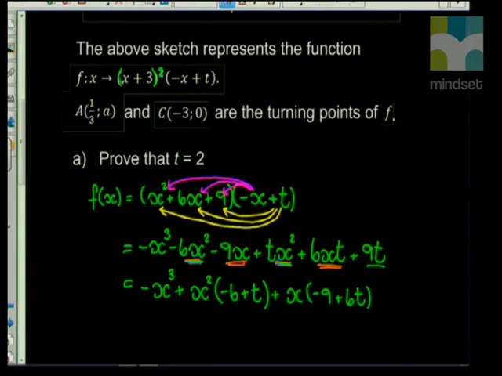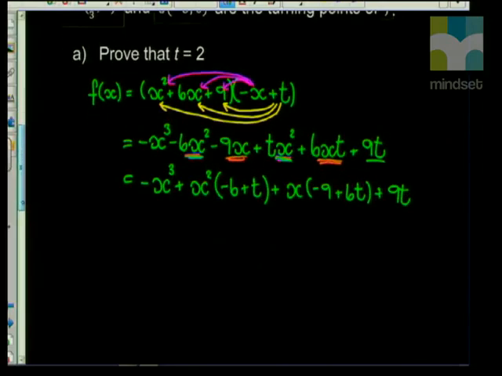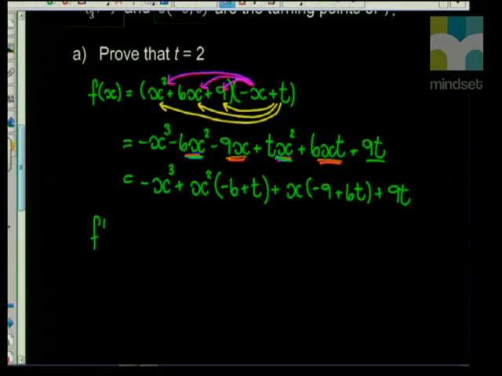And then lastly, this 9t over here doesn't have an x in it. So essentially, it's a constant. Okay, we're finding the derivative in terms of x, and that term didn't have an x in it. So therefore, we take it as a constant. Right, so now we're going to find the derivative of this.